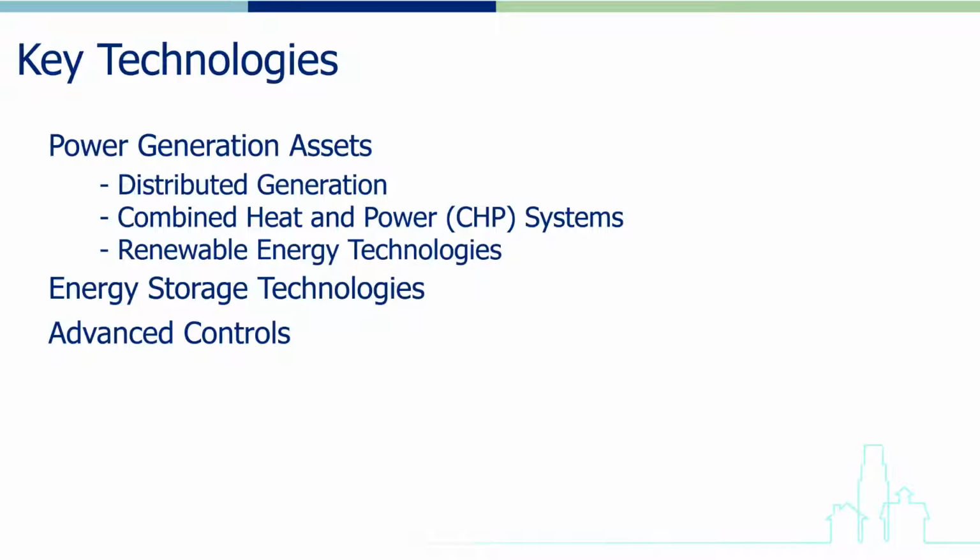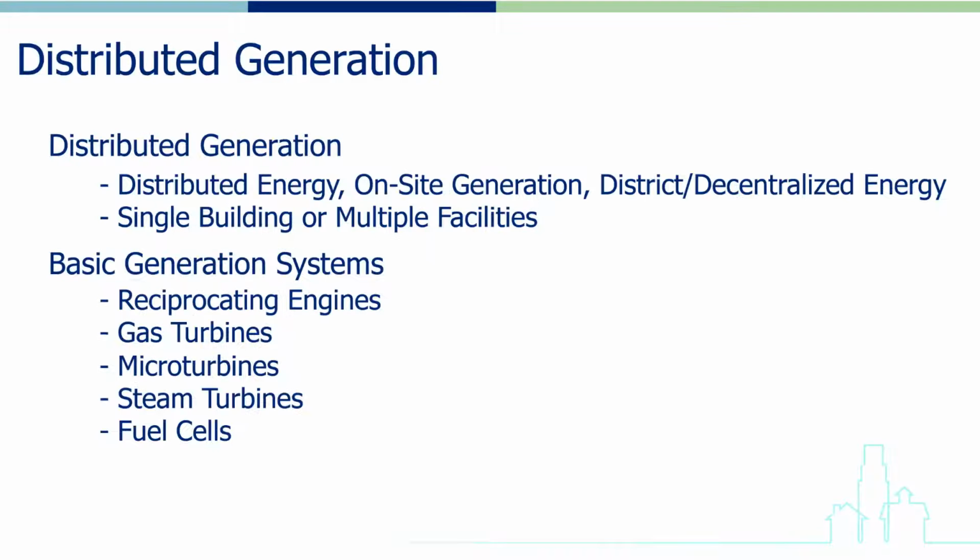Generation assets, the technologies that create energy, including distributed generation systems, combined heat and power, or CHP systems, and renewable energy technologies. Energy storage technologies, the technologies that store the energy generated. And advanced controls, the systems that manage this energy and optimize microgrid performance. Let's look first at distributed generation systems.